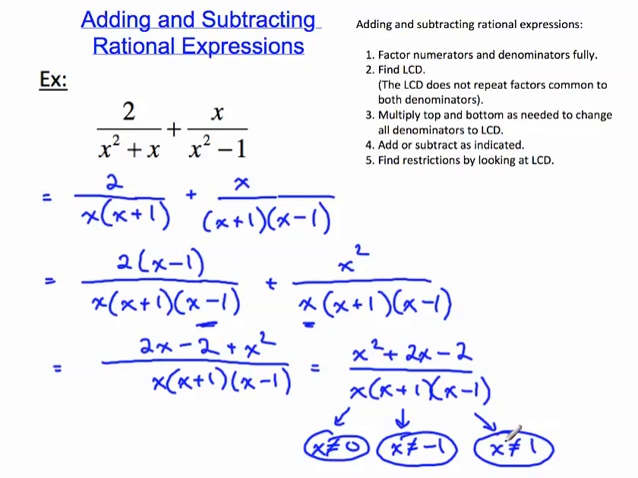So adding and subtracting rational expressions, you find the lowest common denominator just as you do when adding and subtracting simple fractions, and you find the restrictions by looking at the lowest common denominator.